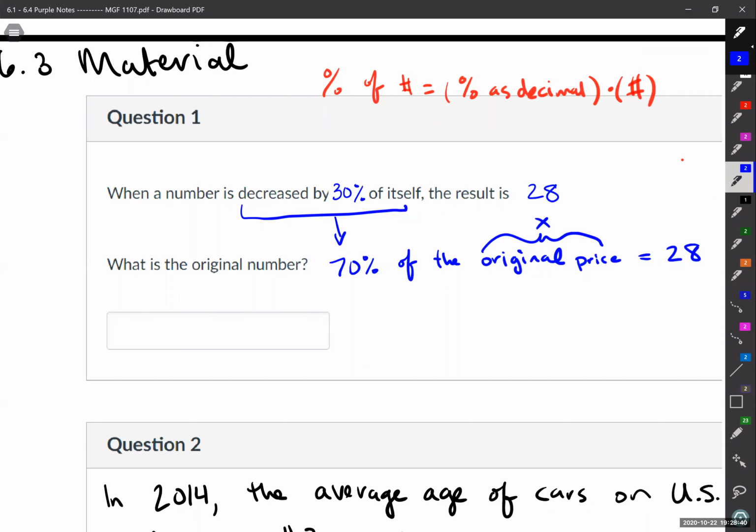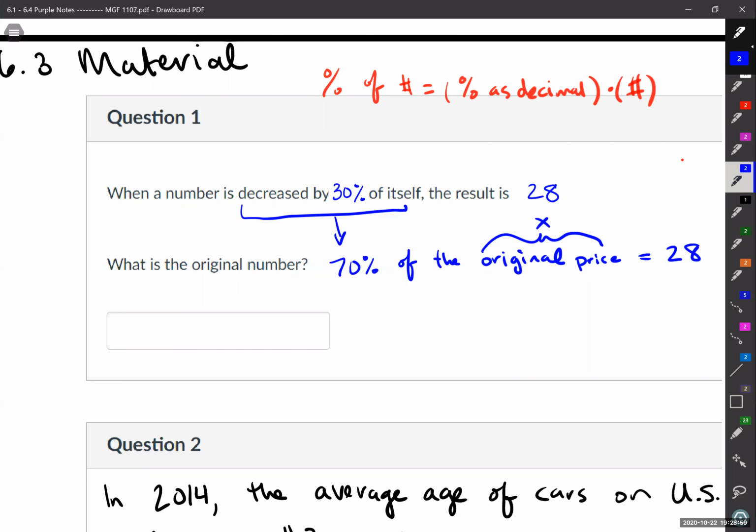Now, just so we can check our work, should we expect our unknown value to be greater or less than 28? Greater, right? So if we get a value that's less, we're going to second guess our work. We're going to say something's off because the original price should be higher.